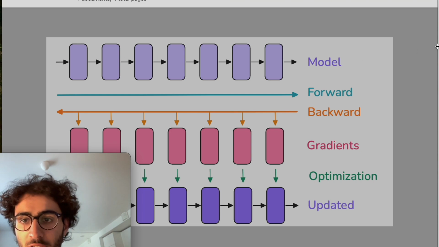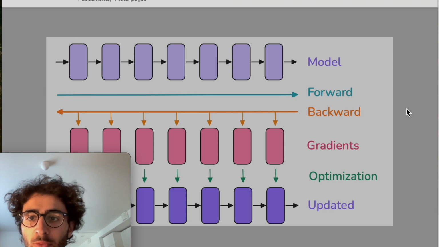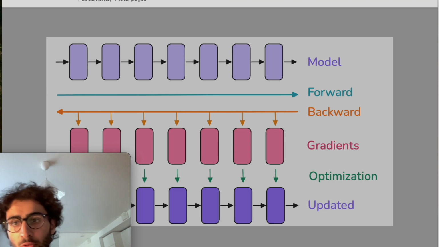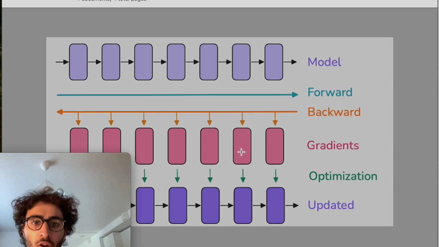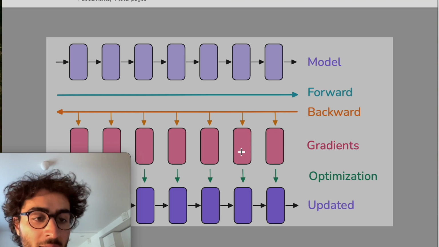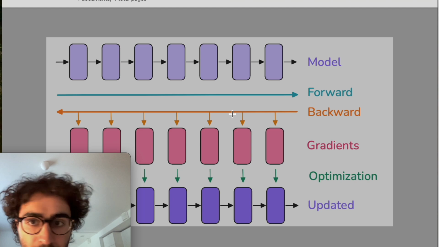So this top is simply the model, and then we have our forward pass, which flows through the model. In this case, input data is passed through the model to compute predictions, and activations, which are intermediate outputs, are stored for the backward pass. And we use the activations in order to calculate our gradients, okay?